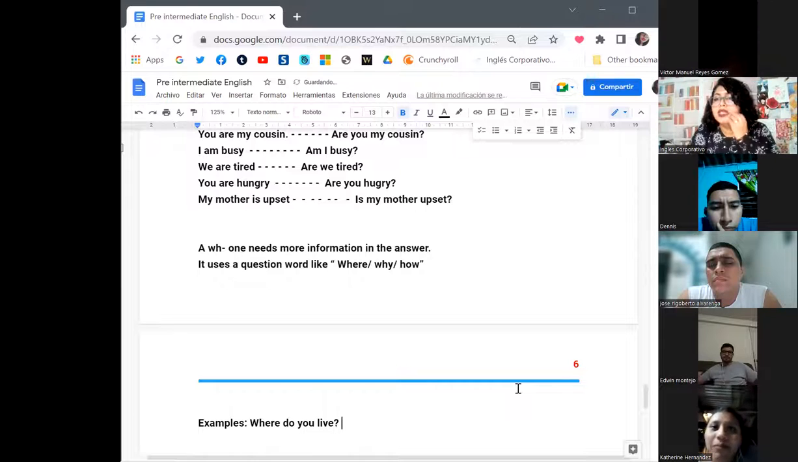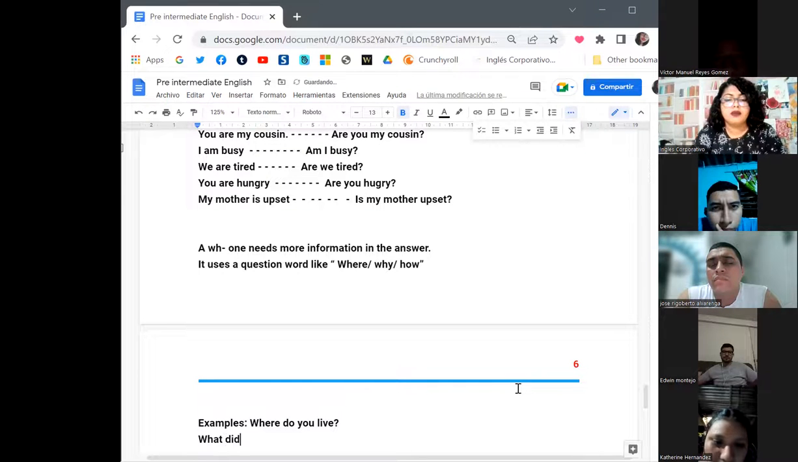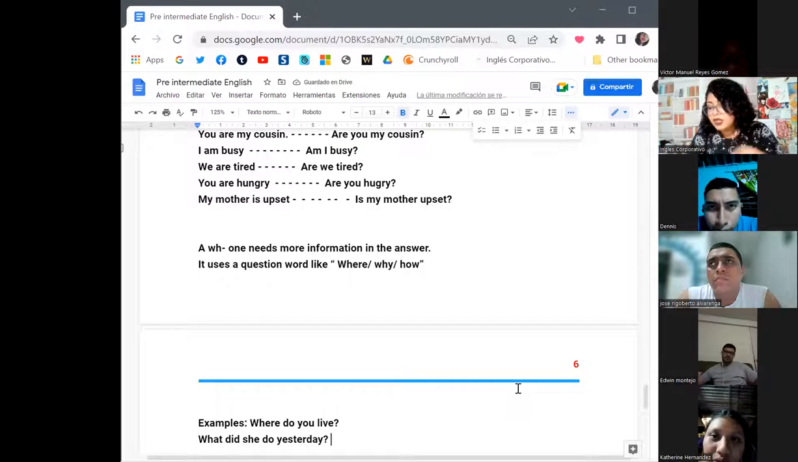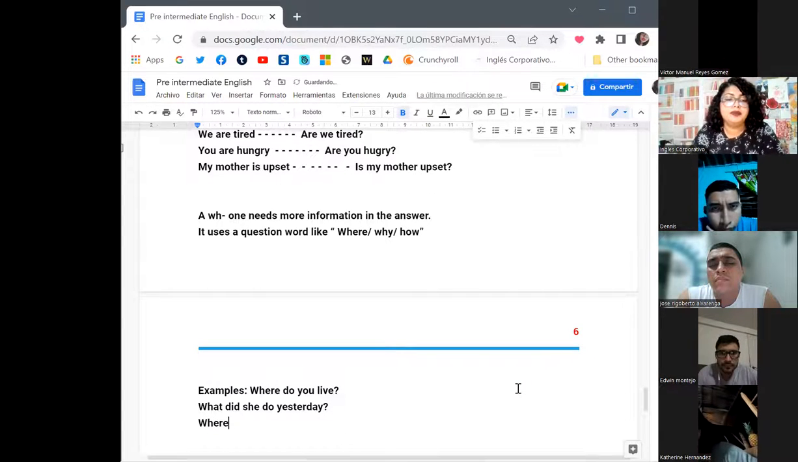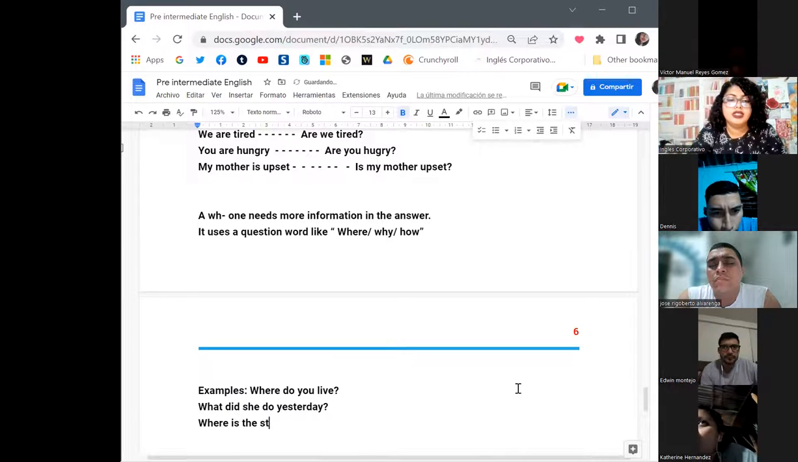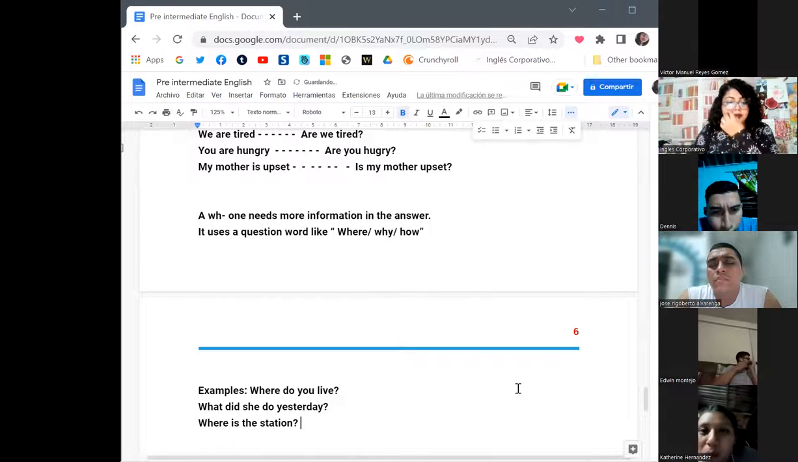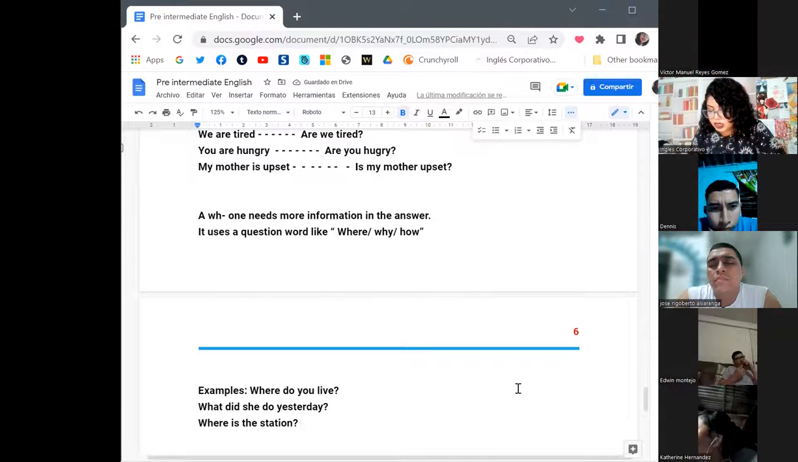Where do you live? ¿Dónde vives? Another example. What did she do yesterday? Esta es en pasado. What did she do yesterday? ¿Qué hizo ella ayer? Okay, hizo ayer. Nos referimos a ella. Then, where is the station? Where is the station? ¿Dónde está la estación?